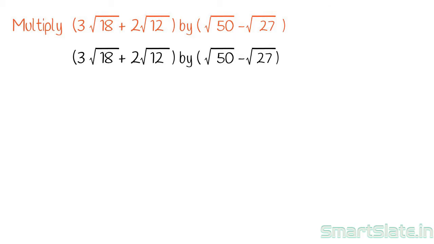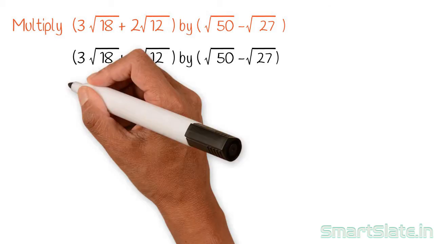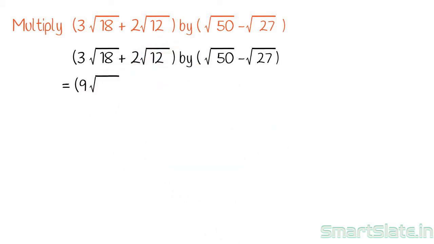Hence, it is 3 into square root of 9 into 2. 9 is a perfect square of 3. Hence, it is 3 into 3 square root of 2. So the simplest form of 3 into square root of 18 is 9 into square root of 2. Similarly, try to find the simplest form of the other three surds as well.